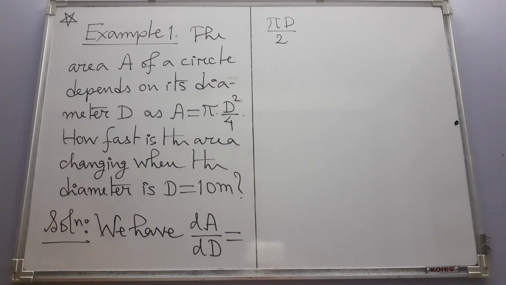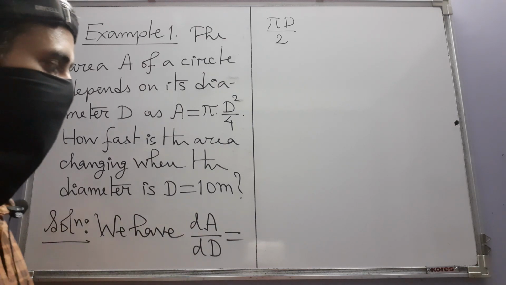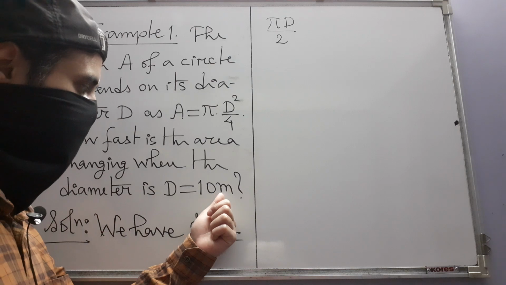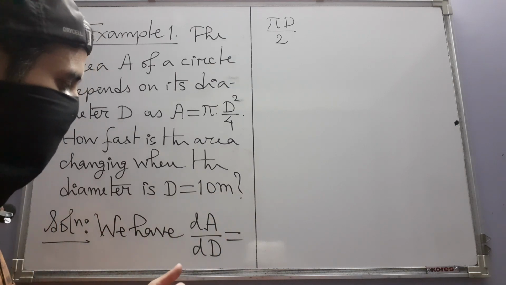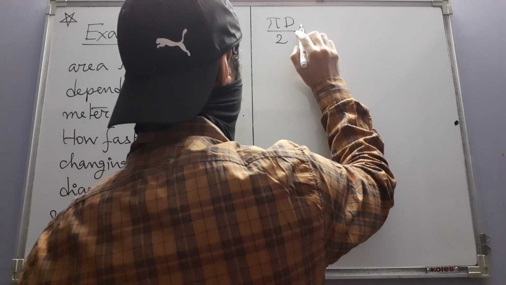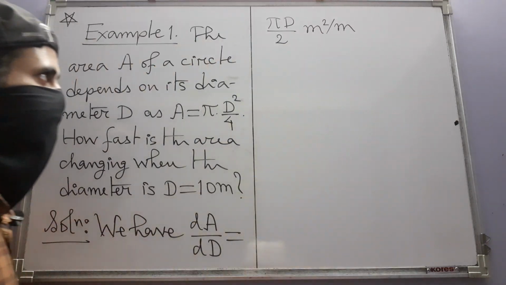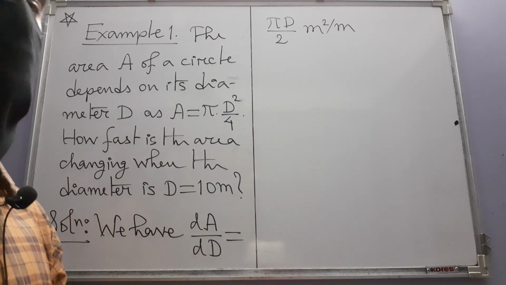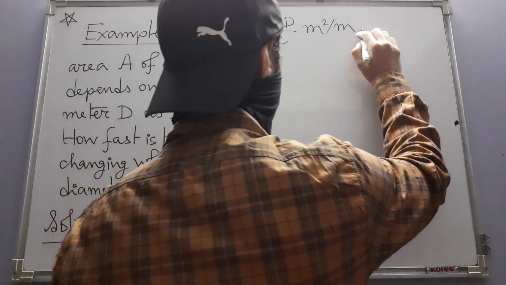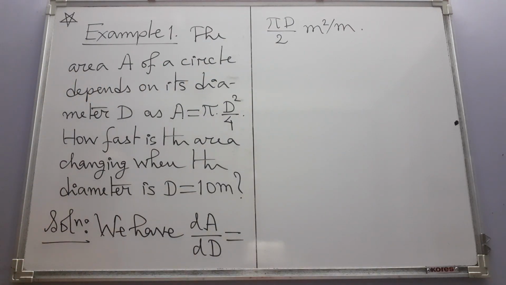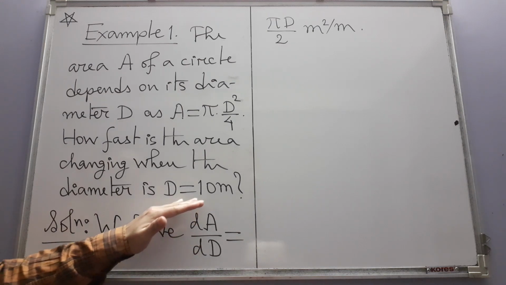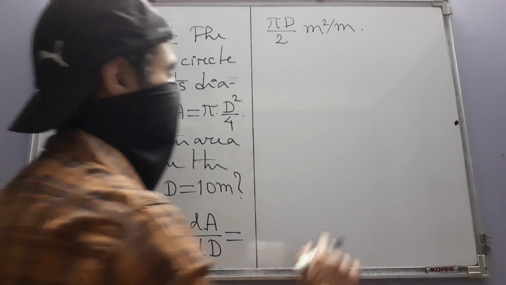But units are given, so we have to express the rate also in a unit. Area has unit meter square because the length unit is meter, so the rate of change has unit meter square per meter, or equivalently it's just meter. But we have to calculate this rate when d is 10 meter.